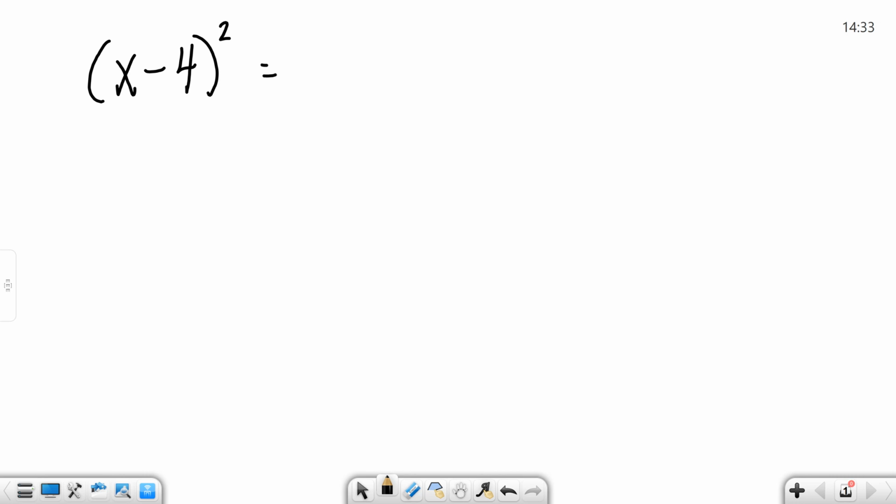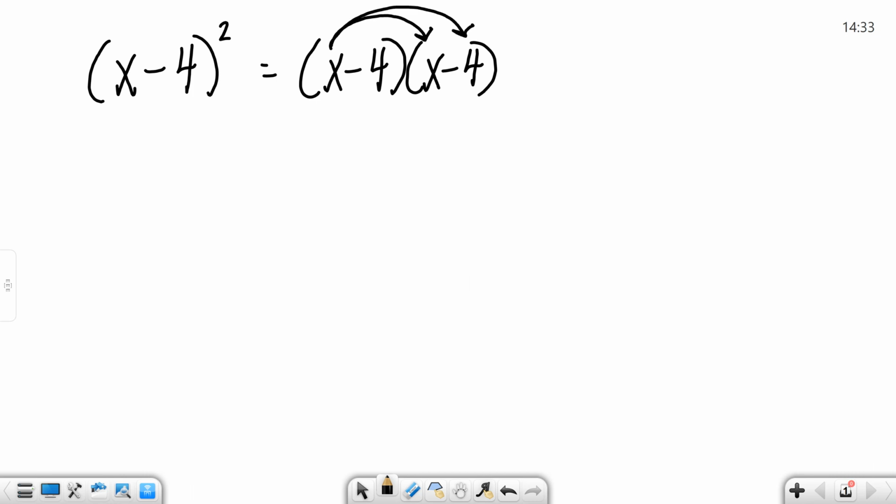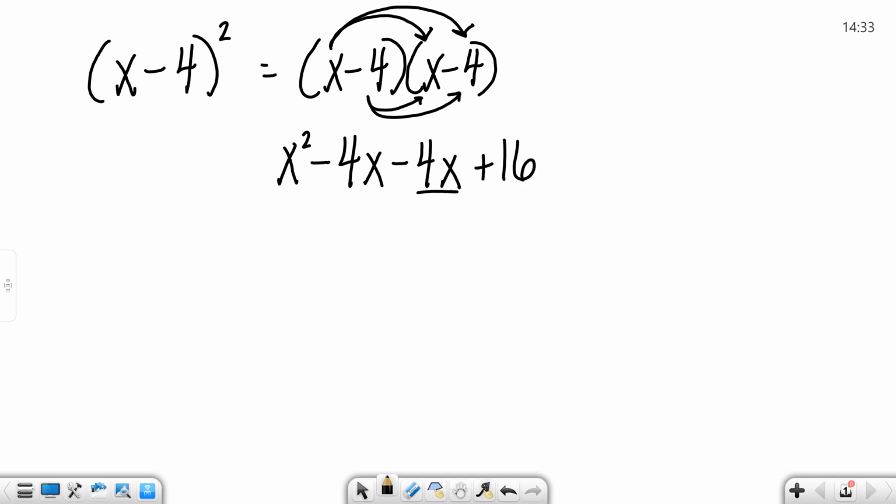All right, so x minus 4 squared means x minus 4 times x minus 4. Don't get lazy, write it down. Multiply it by itself. Now I'm going to multiply this x times both of those, and then the negative 4 times both of those. So x times x is x squared. X times negative 4 is negative 4x. Okay, now I move to the negative 4. Negative 4 times x, negative 4x. And then negative 4 times negative 4 is positive 16.